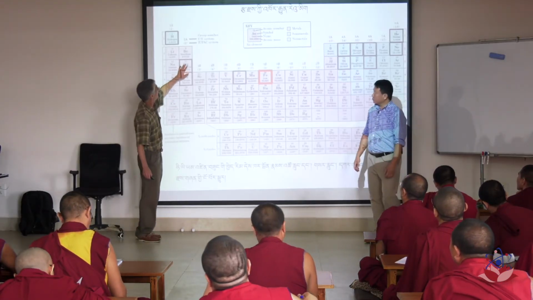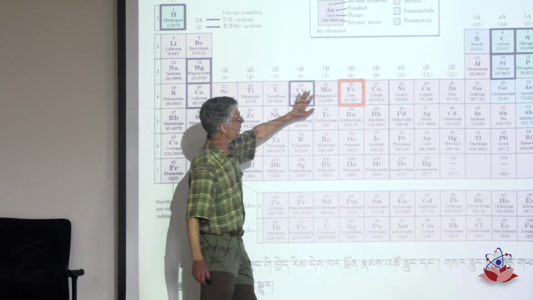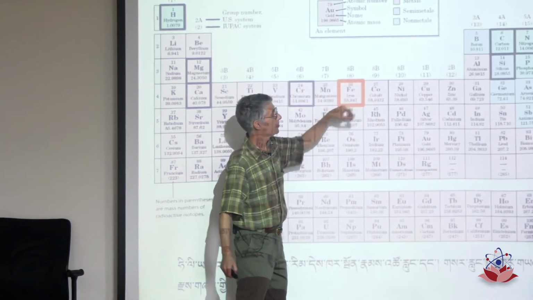So then by adding helium nuclei, you can make these other elements all the way up to iron.